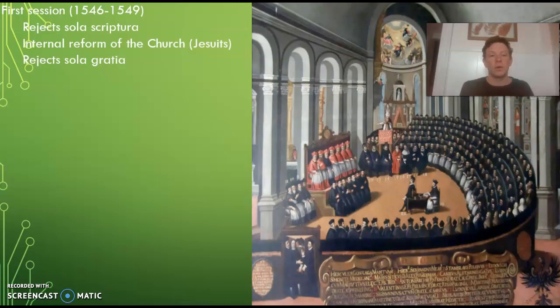Part of this internal reform of the Church includes more seminaries and a more consistent formation of the clergy, especially in the teachings, in the disciplines of theology and Scripture.